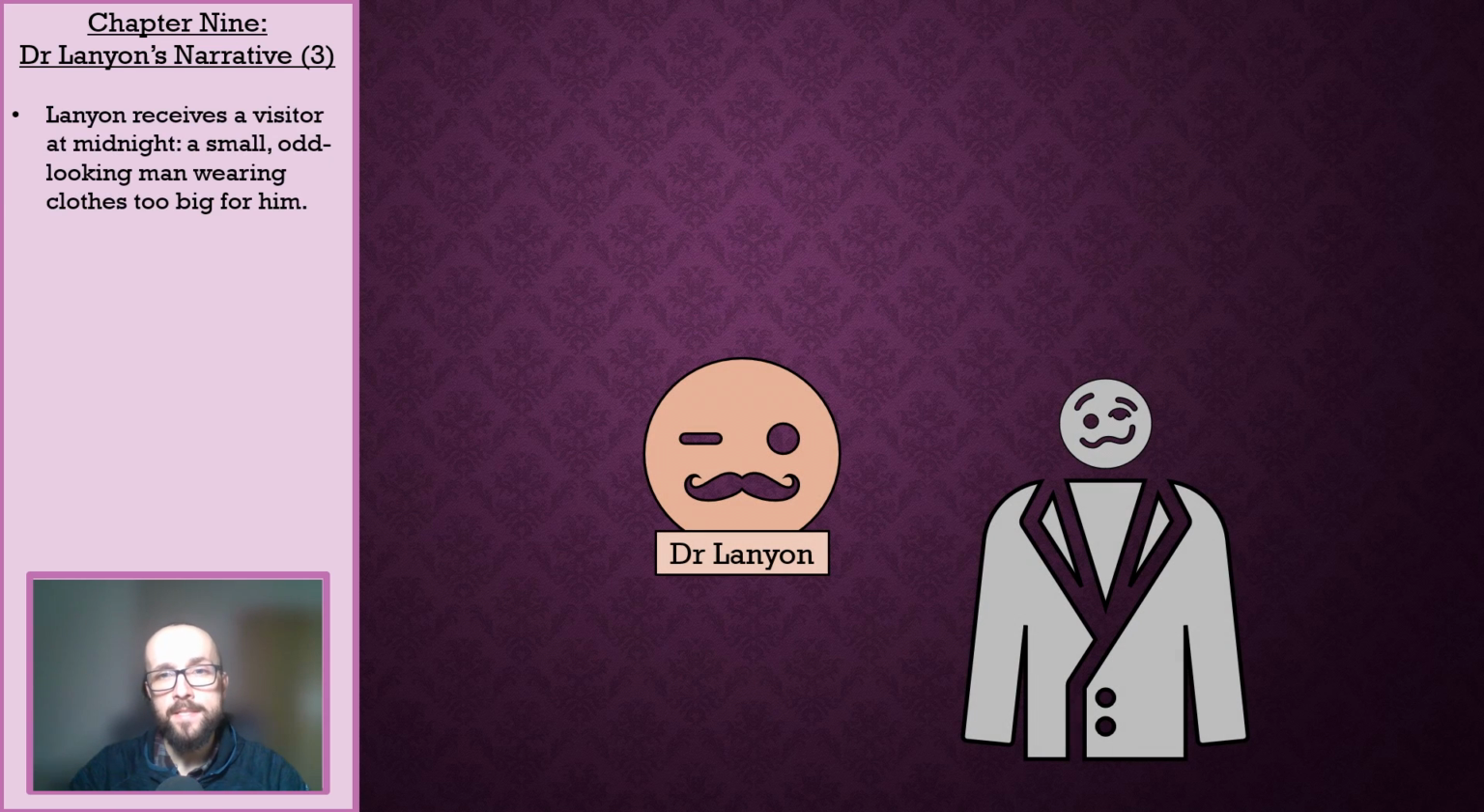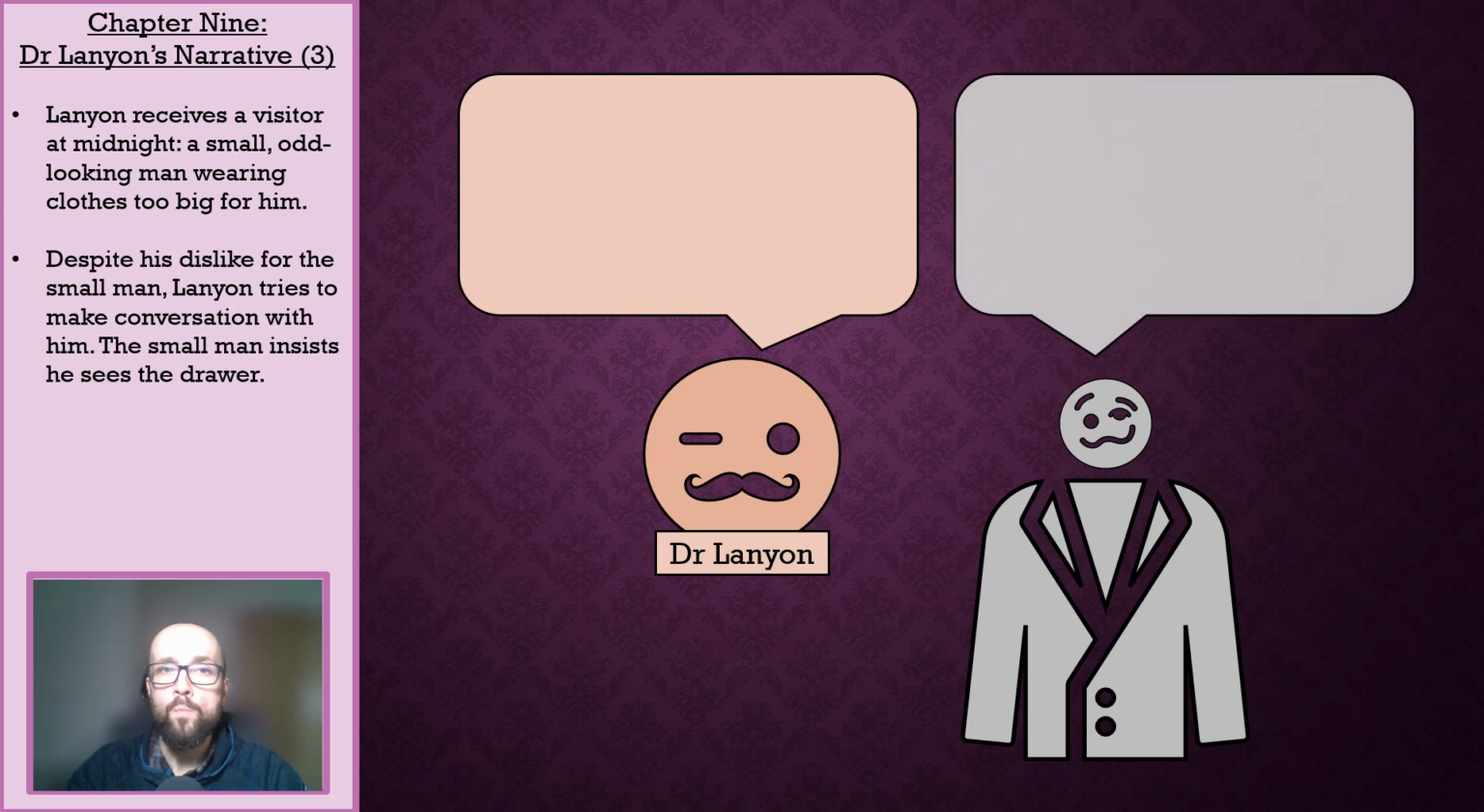At midnight, as promised, he receives a visitor. It is a small, odd-looking man who is wearing clothes that are far too big for him. I wonder who that could be. Now Lanyon instinctively dislikes this small fellow. He finds something about him disturbing. He puts those feelings to one side and tries to make conversation with him though, but the small man repeatedly insists that he sees the drawer.